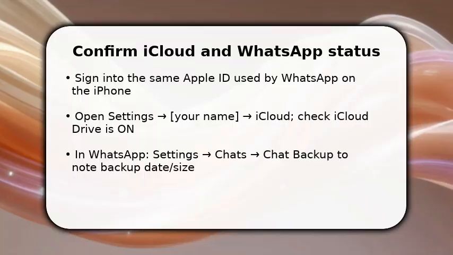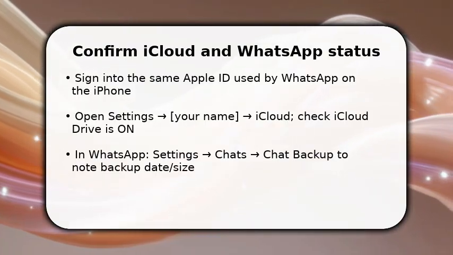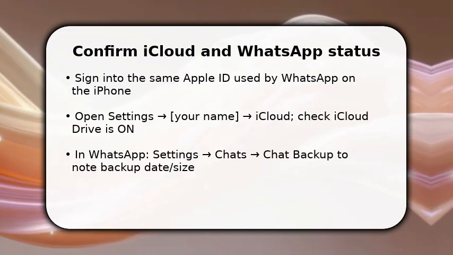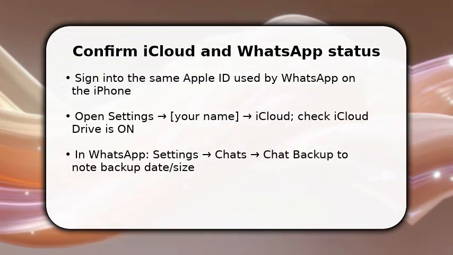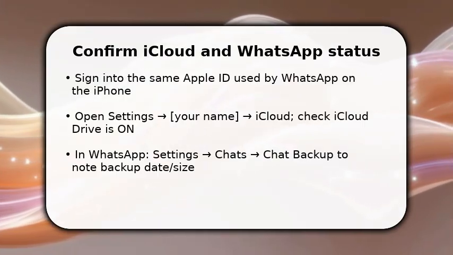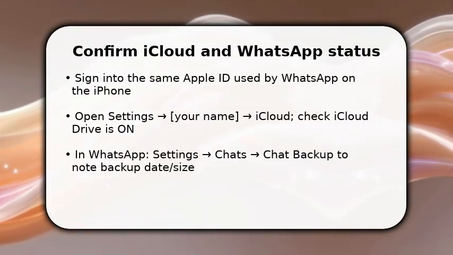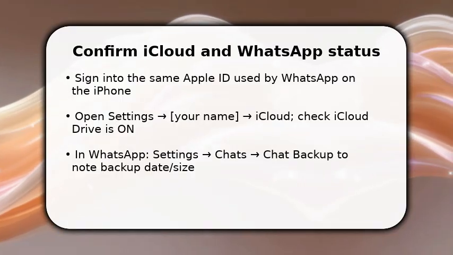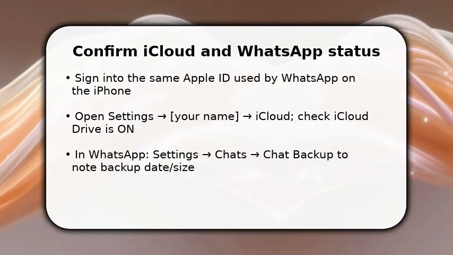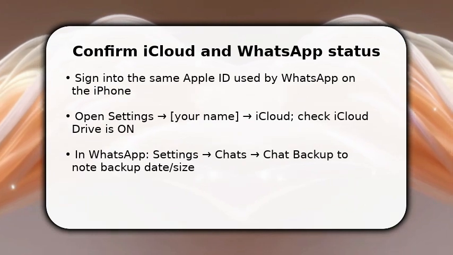Enjoy the video. You start by confirming the account and service state so you don't chase the wrong data. Sign into the iPhone with the exact Apple ID that WhatsApp used. Make sure iCloud Drive is enabled because WhatsApp stores backups there. Then open WhatsApp and tap Settings > Chats > Chat Backup so you can see the backup timestamp and size. Once done, note whether the backup is encrypted or not, since that affects restore options, and proceed only if the date matches the chats you need.